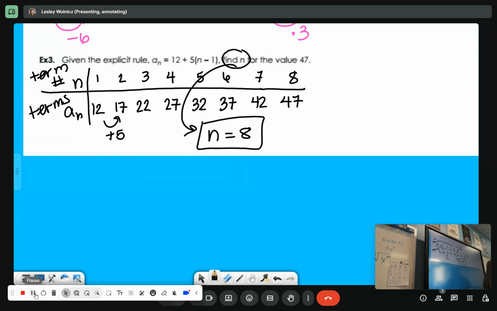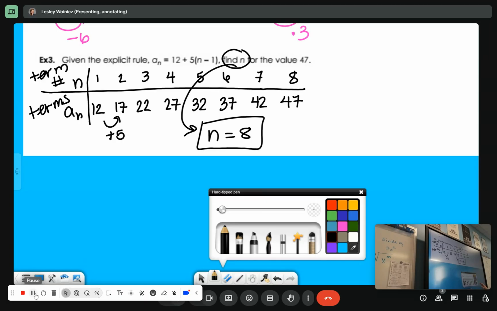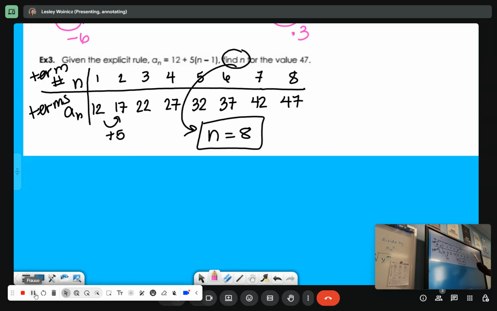All right, now, let's say that I'm some evil witch, and I tell you, I don't want you just to find n for the value 47. I want you to find it for 157. Dun, dun, dun. I'm like, that table is huge. You didn't give me enough paper for that table, right? So we're going to say find n for 157.